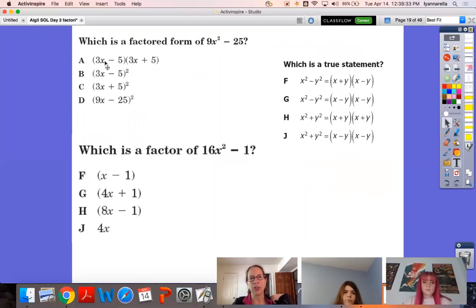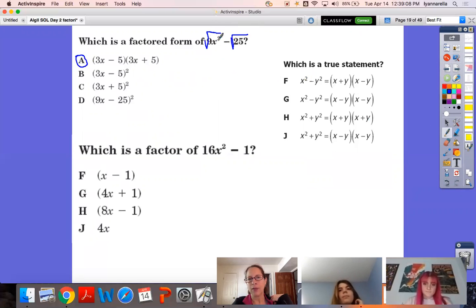All right, so these are just a quick review. These are real SOL questions from a long time ago. This one is that difference of perfect squares. Do you remember that? So what is the answer to this if you just take the square root of the first term and the square root of the second term, and one has to have a plus and one has to have a minus? Which one would you choose, Olivia? A. Yep.